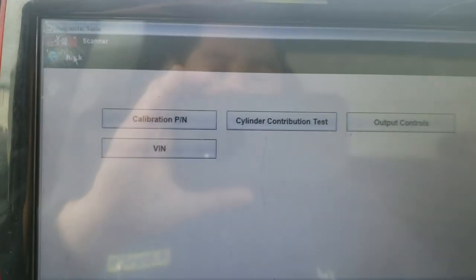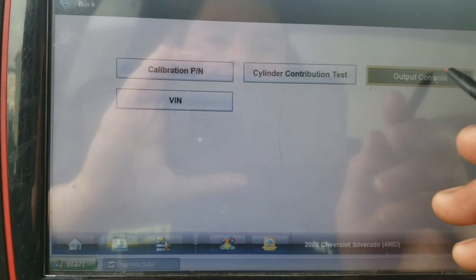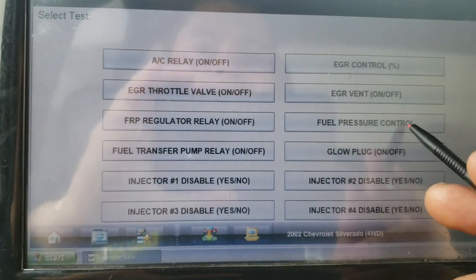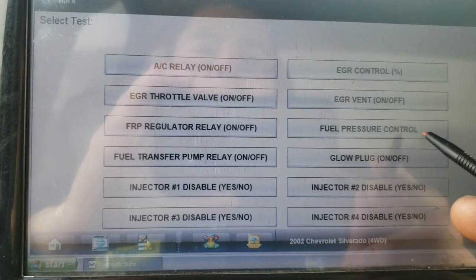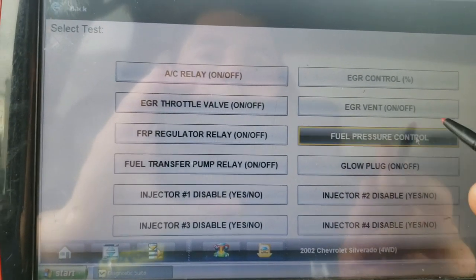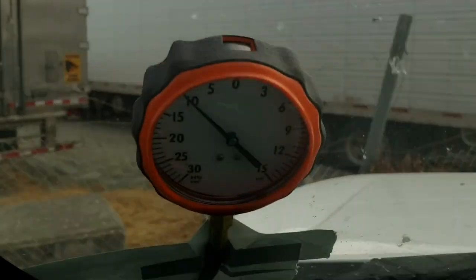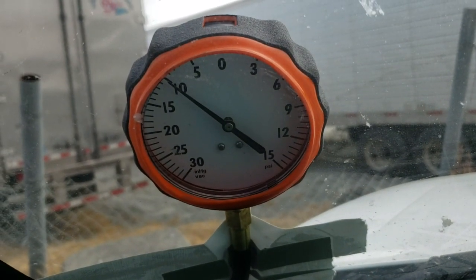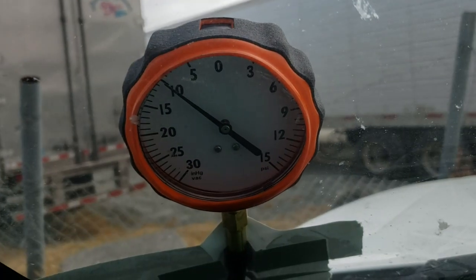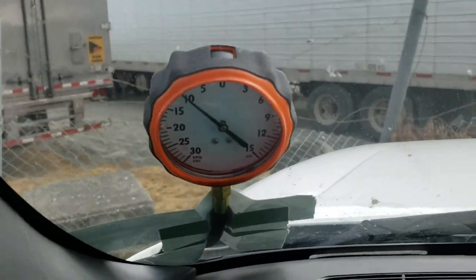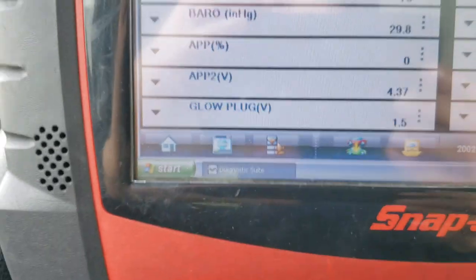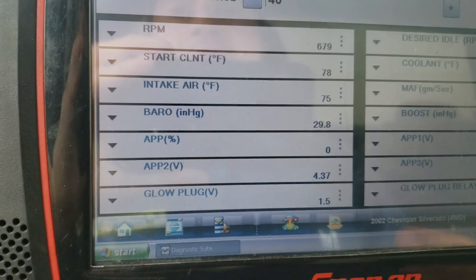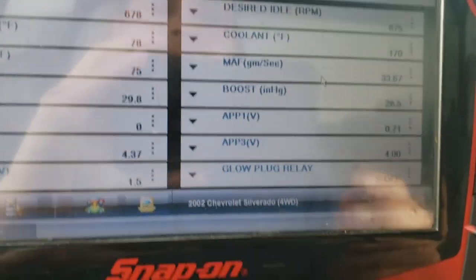Well, I'm gonna be checking here the output control. I wanted to command the fuel pressure regulator to increase the pressure and see if we can build the pressure in the system. At this point I have this gauge here, a vacuum and pressure gauge. So I am connected to the suction side of the high pressure pump. I wanted to see if the high pressure pump has the ability to pull the fuel, or if we have restriction or air. We're gonna define that one.